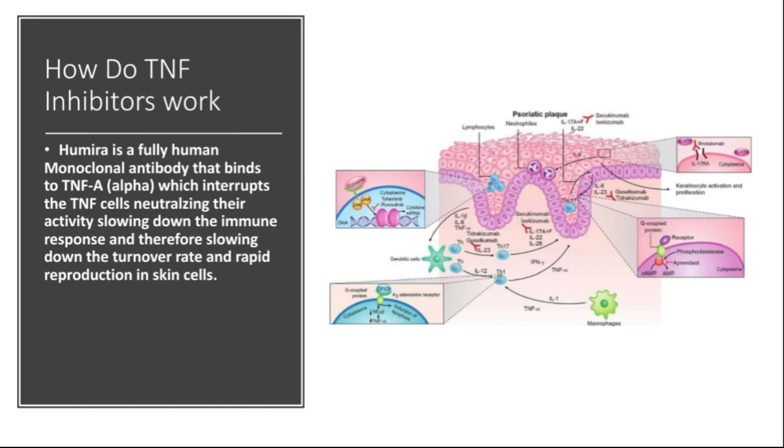Humira, which is one of the most common, you've probably seen commercials for it. It is a fully human monoclonal antibody that binds to the TNF alpha, which interrupts the TNF cells, neutralizing their activity and slowing down the immune response, and therefore slowing down the turnover rate and the rapid reproduction in skin cells. These medications that treat psoriasis are called biologics, biology meaning life, because they are all live injections.